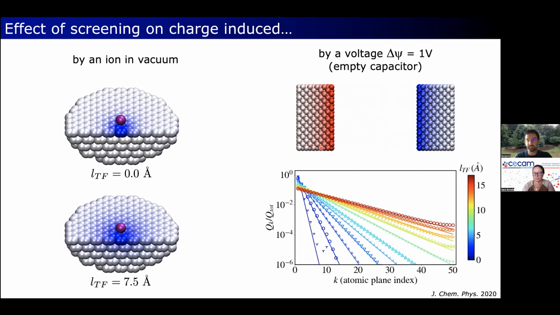Mm-hmm. Then, if I may, just a very quick question. So, how do you decide how wide is the Gaussian? So, what is the input parameter in your simulation in terms of how much this charge can fluctuate, and where do you take those parameters from?